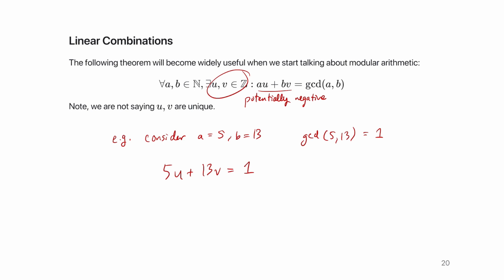One such U and V could be 5 times negative 5 plus 13 times 2. That gives me 1, right? Negative 25 plus 26. Can you think of another one? One where U is positive and V is negative. We could have 5 times something plus 13 times something else will give me 1. 13 times negative 3 and 5 times 8. Good. An interesting thing you might note, this increased by 13 while this dropped by 5.